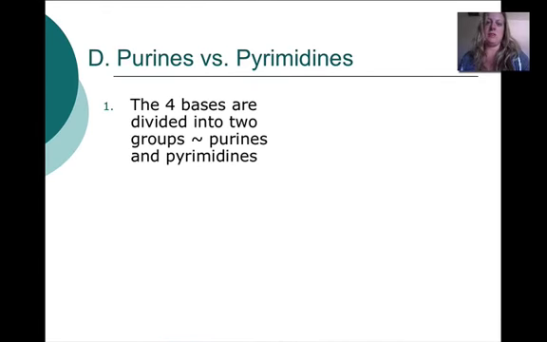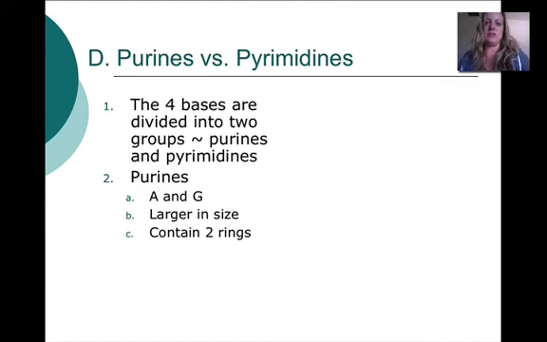So I want to talk briefly about purines versus pyrimidines. You're not going to be responsible for these on the test, but I do just want you to think about the difference between the two. So we have the purines and the pyrimidines. The purines are the A and the G. They're larger, okay? And they contain two rings.